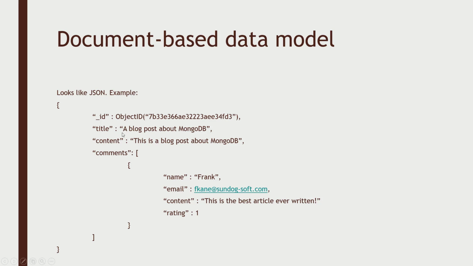So within that document, we might have a title, the content of the blog post itself, and then we can have a comments field that contains an array of other documents. This is an example of an embedded document, where we have a document representing a comment that itself contains a name, email, content, and rating. And I could actually have multiple of these embedded within this blog post document. So that's a little concrete example of what a document might look like in MongoDB.